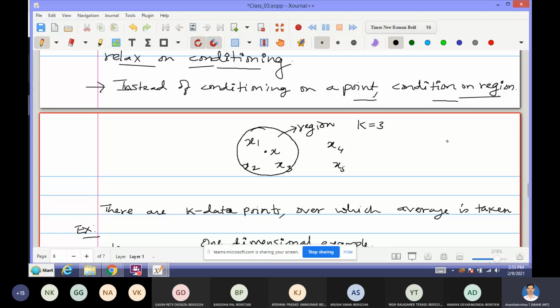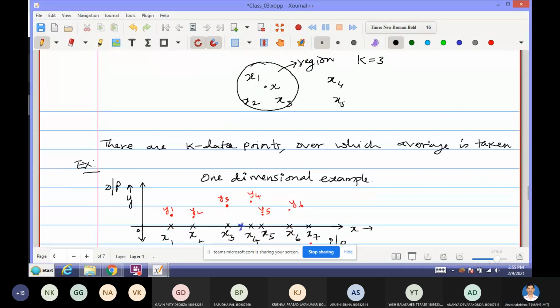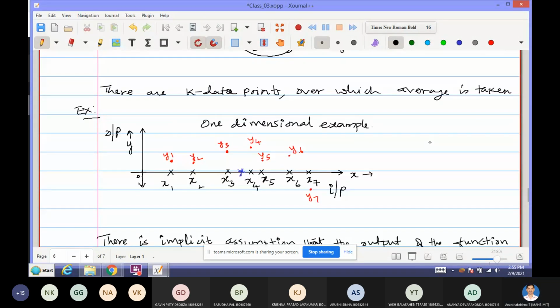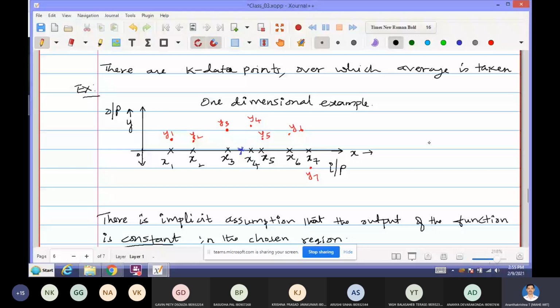Maybe I will consider this example here. It's an example of one-dimensional data, maybe temperature data. Look at the points x1, x2, etc., up to x7. These are the input data points. And what is the corresponding output? That is y1, y2, and so on, marked in red very clearly. These are the outputs, known from the training data set.